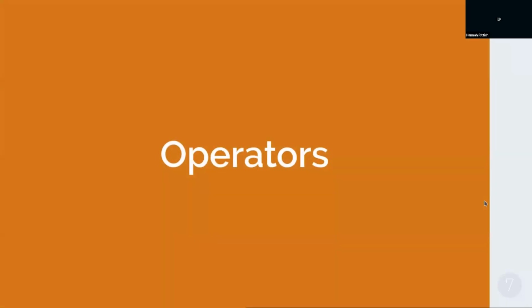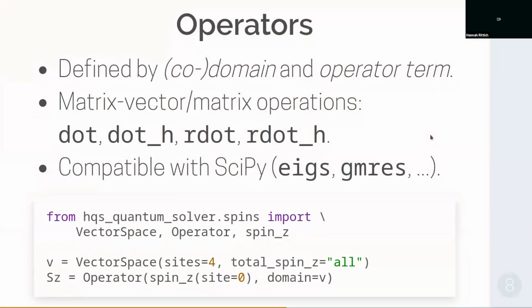With that, we now have a vector space, and we can actually construct operators, so quantum mechanical operators. To create an operator in Quantum Solver, you need to specify the domain, and furthermore the codomain, if those differ. In our case, it won't. And we provide a term that describes the operator. Operator terms are linear combinations of terms, which are lists of functions that are provided in the spins module. And you'll see what that means in detail in a few seconds.